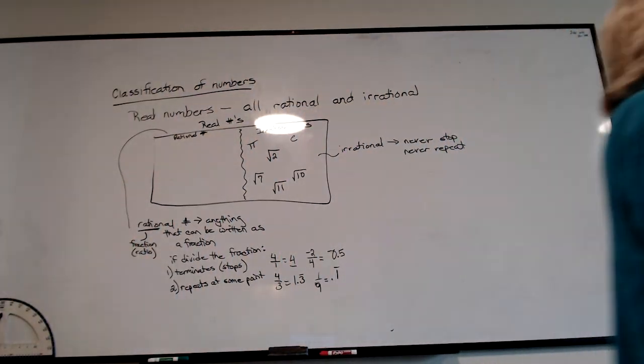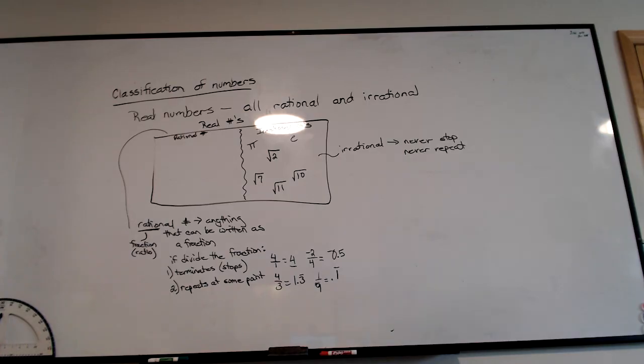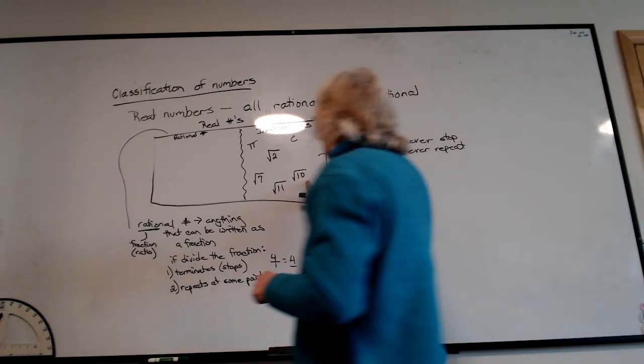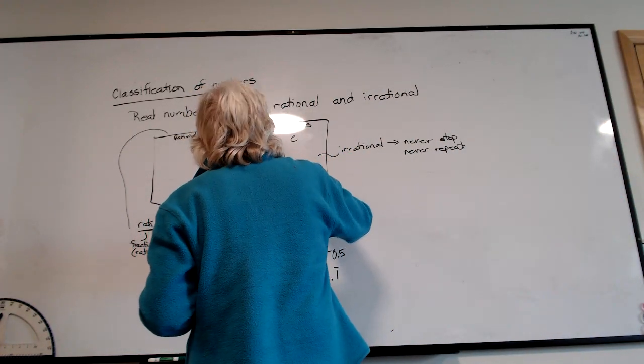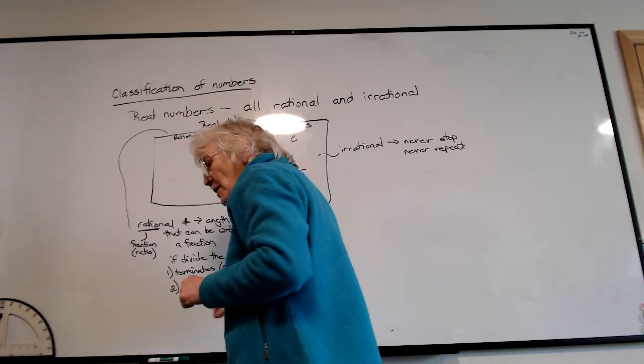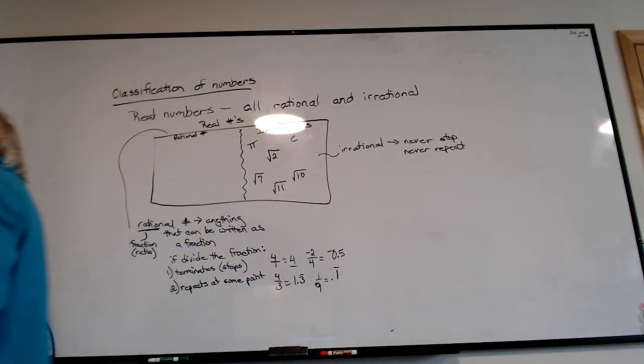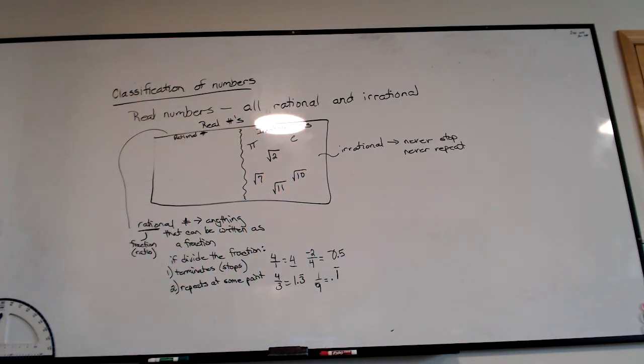We don't use irrational numbers as much, but we do use them in triangles. We use a lot of irrational numbers in triangles. We use a lot of pi numbers in circles. So some of our geometric shapes have irrational numbers dealing with them. Okay.